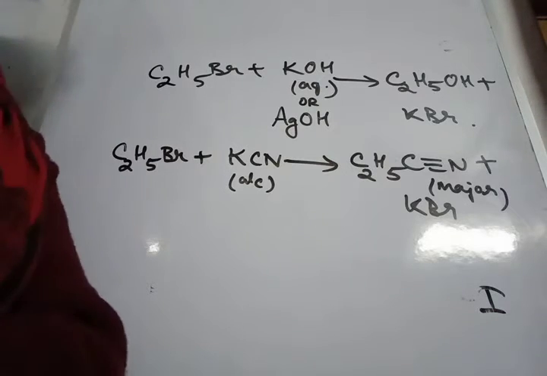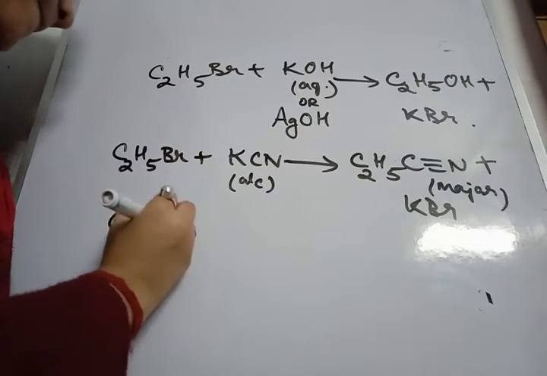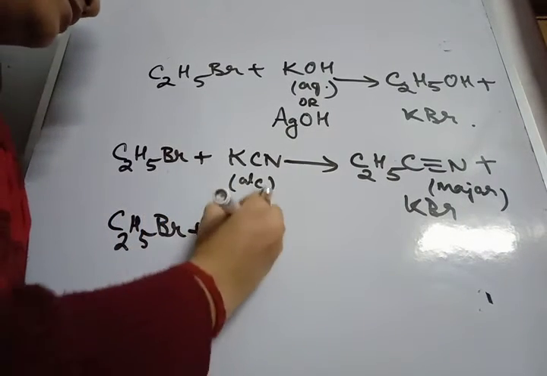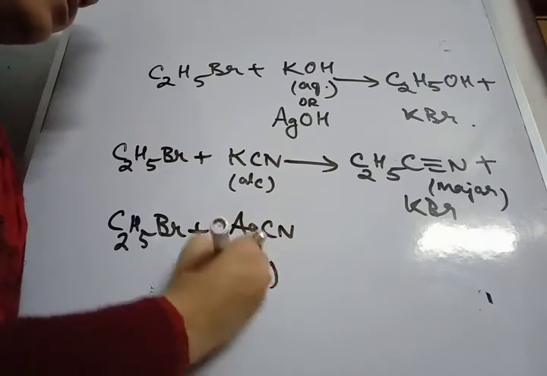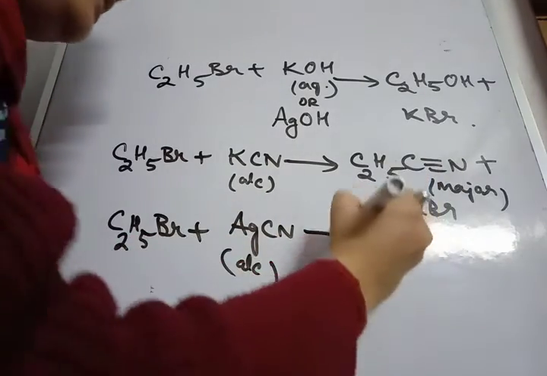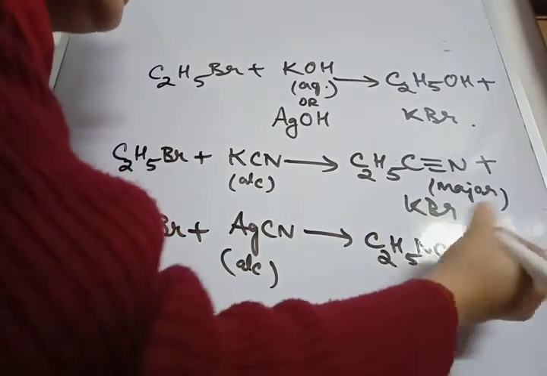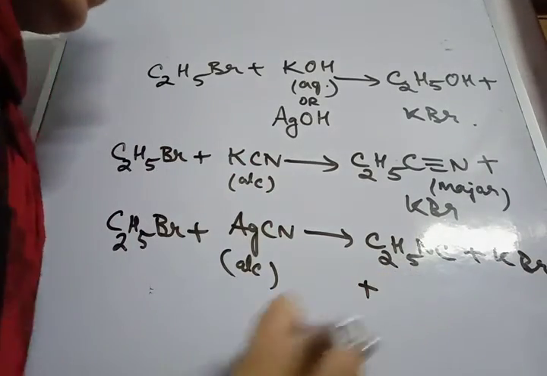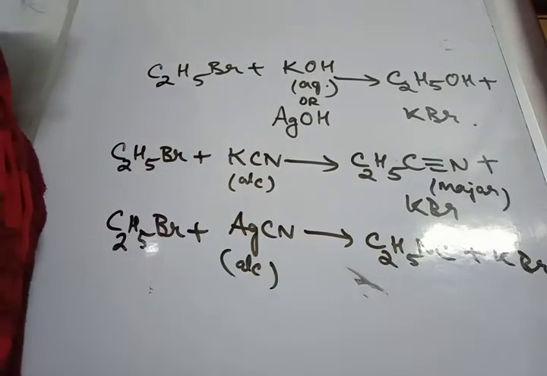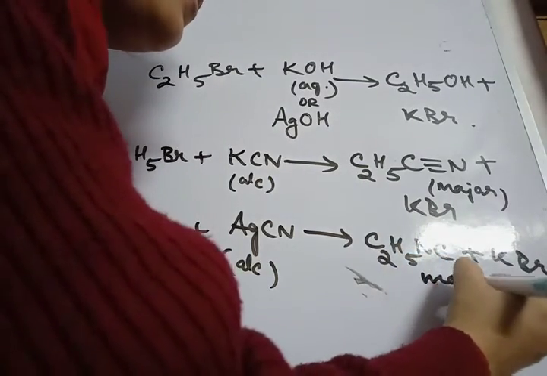Next, if we treat alkyl halides with silver cyanide, alcoholic solution of silver cyanide, we get alkyl isocyanide as the major product. KBr is the side product, and we get small amount of alkyl cyanides. Here this one is the major product.